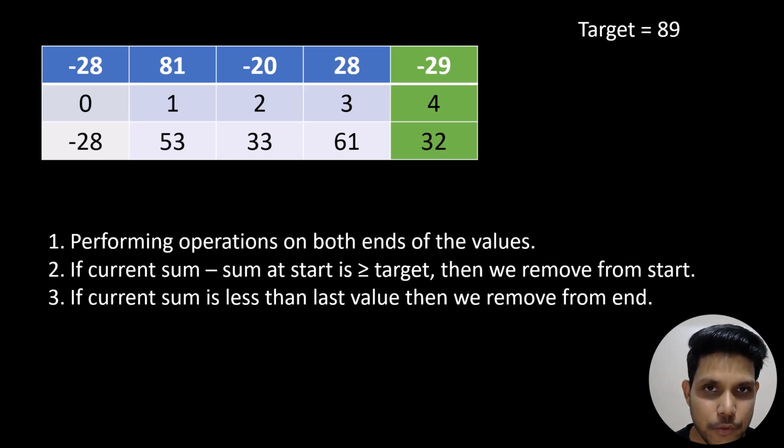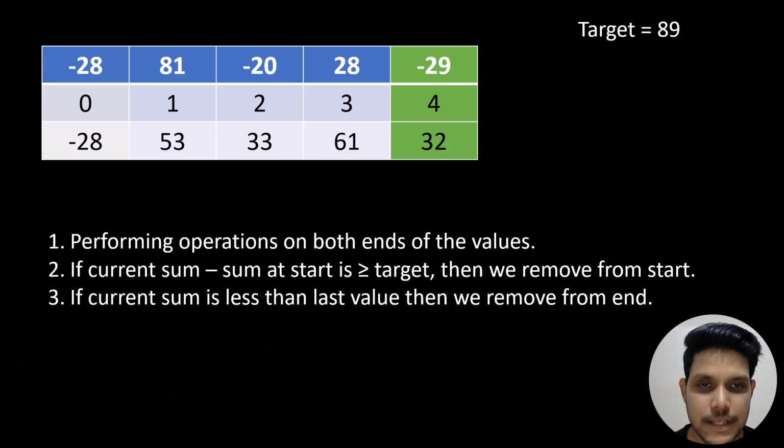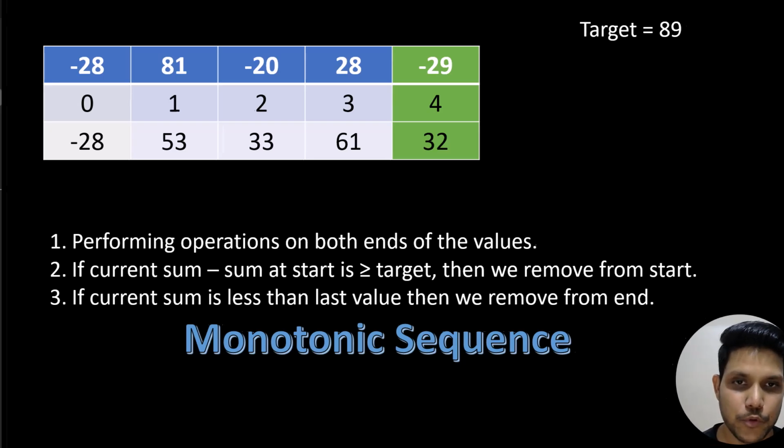Now the third step that we are doing over here is, for the current sum, if it is less than the last value, then it will always give us a negative result, and we do not need that particular index or the sum in our further computation, and we can remove that from the end. Now similar to the previous approach, which particular data structure gives us this functionality wherein we can remove from both ends? So make a guess and comment down your guess below. But the concept that we are following over here is nothing but a monotonic sequence. So now let's see how we can code this particular approach.